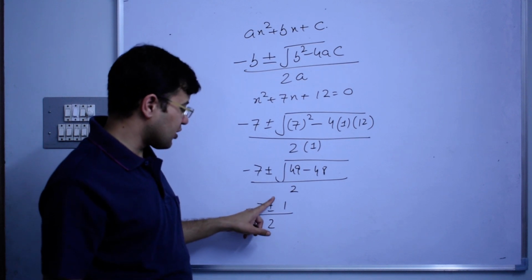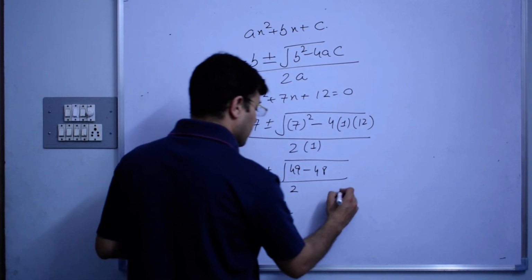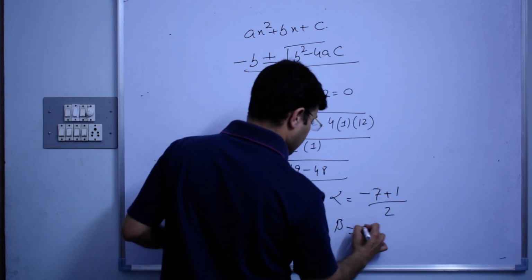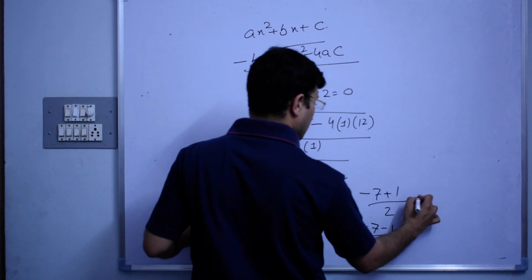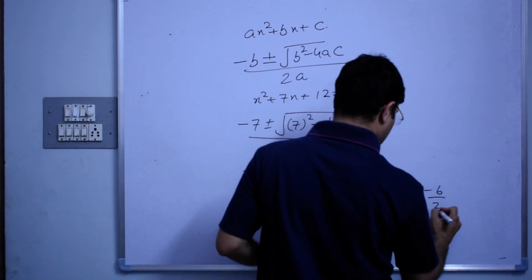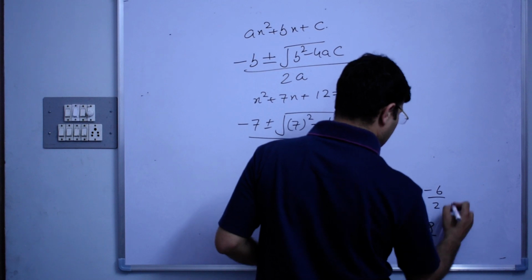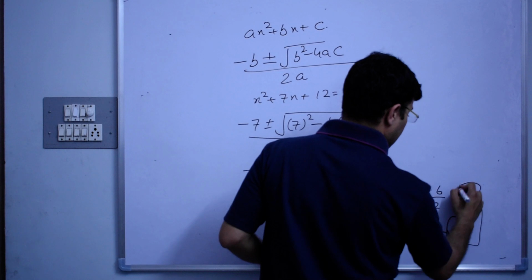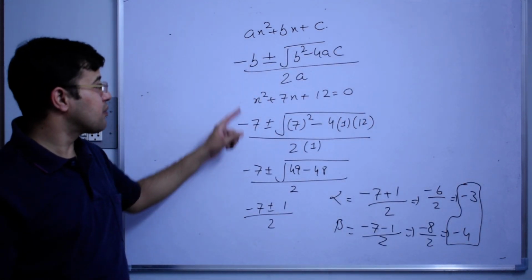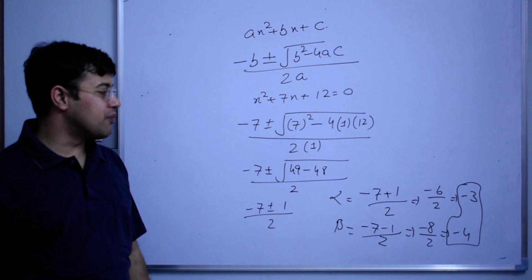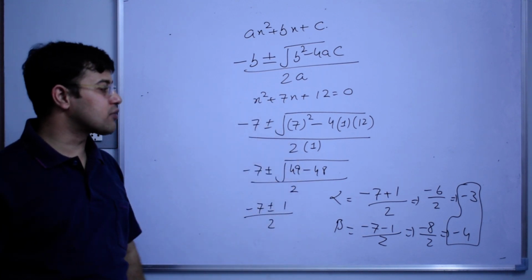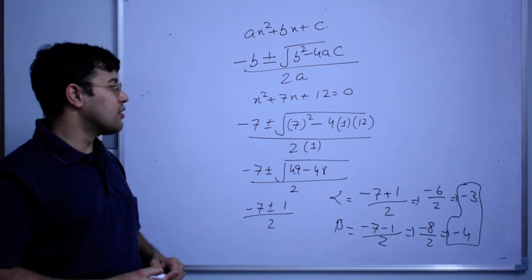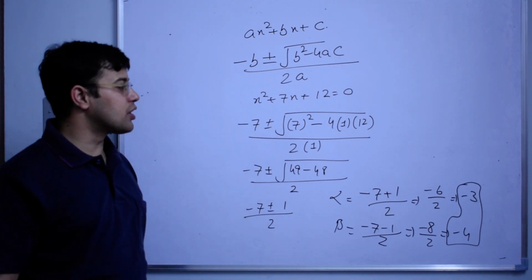So plus minus: plus 1 is for alpha and the other one is for beta. So alpha will be minus 7 plus 1 by 2 and beta will be minus 7 minus 1 by 2. This will be minus 6 by 2, this will be minus 8 by 2, and the roots are again minus 3 and minus 4. Right. Why have I taken the same example? So that you can verify that by the method of middle term splitting and the method of completing the square, the roots are the same, that is minus 3 and minus 4. Right. I hope you have understood it. Thanks.